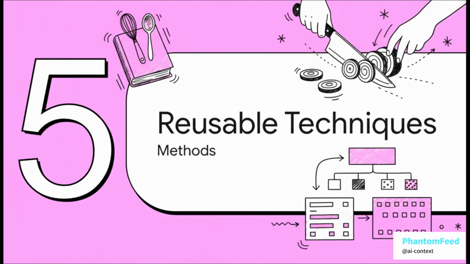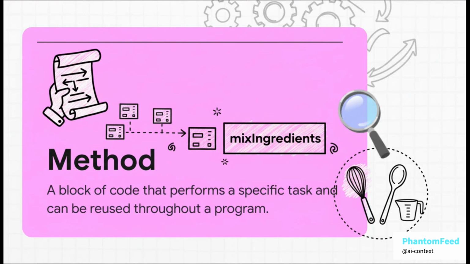All right, let's keep building on this. Imagine for a second you're writing a cookbook. You wouldn't re-explain how to chop an onion in every single recipe, would you? Of course not. You'd create a standard technique for it. Well, in programming, these reusable techniques are called methods. So a method is basically just a package of instructions that you wrap up and give a name.